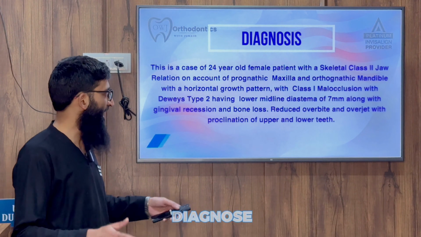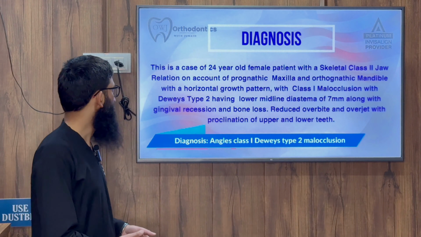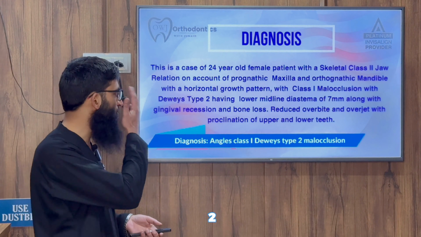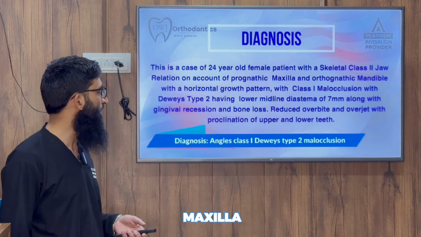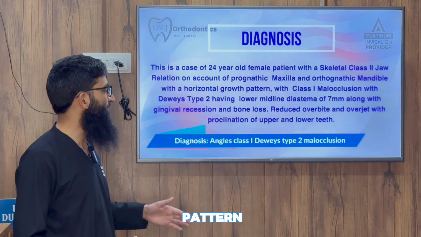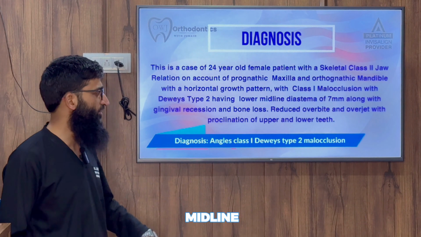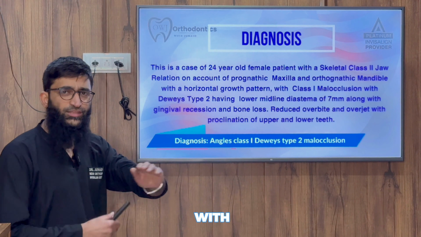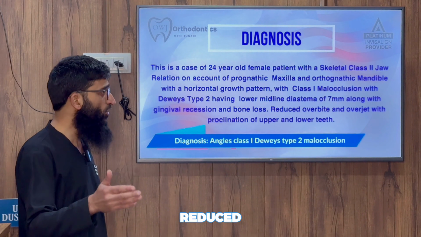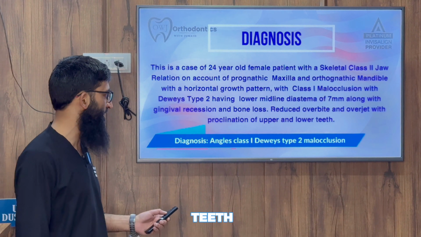If we try to make a diagnosis of this case, this is a case of a 24-year-old female with skeletal class II on account of prognathic maxilla and orthognathic mandible, predominantly horizontal growth pattern, with class II malocclusion, Davies type 2, having a lower midline diastema of 7 mm, along with gingival recession and bone loss, reduced overbite and overjet, with proclination of upper and lower teeth.